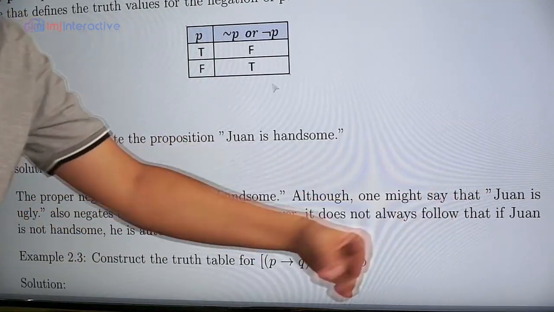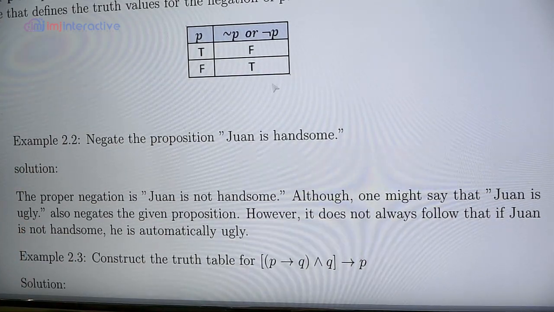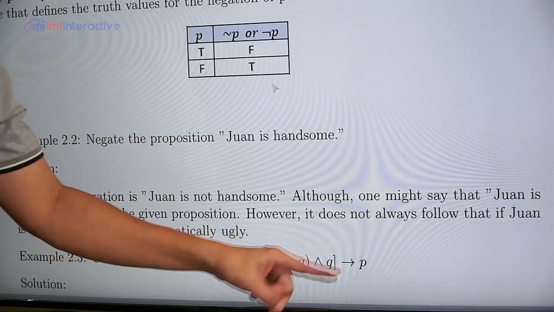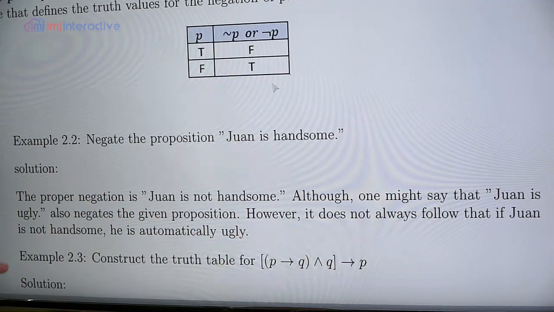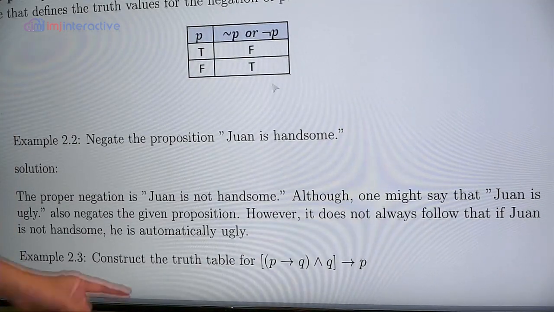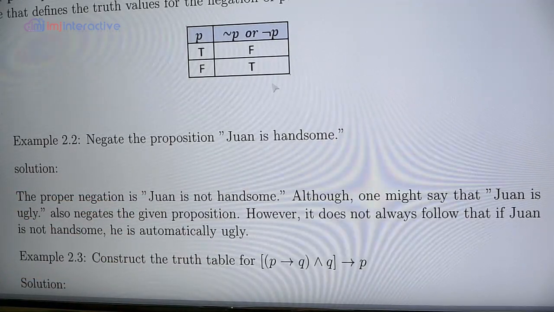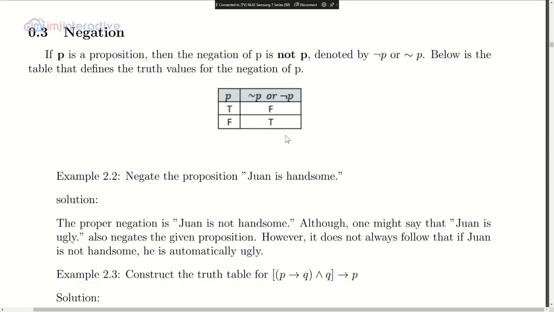Now, let's go to the negation of one is handsome. Although one might say that one is ugly also negates the given proposition, it does not always follow that if one is not handsome, he is automatically ugly. So, to be safe, the proper negation of one is handsome is one is not handsome.